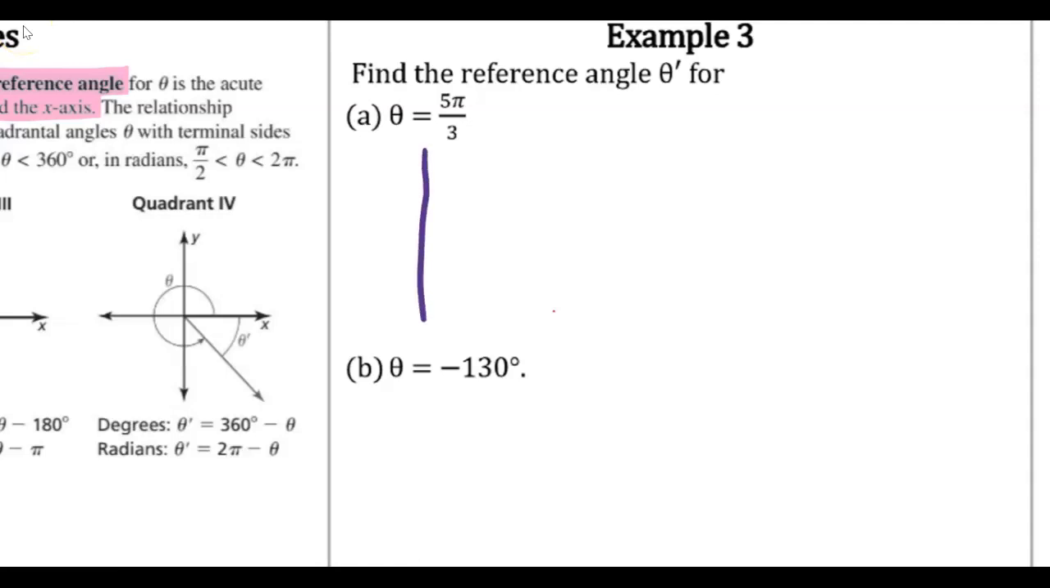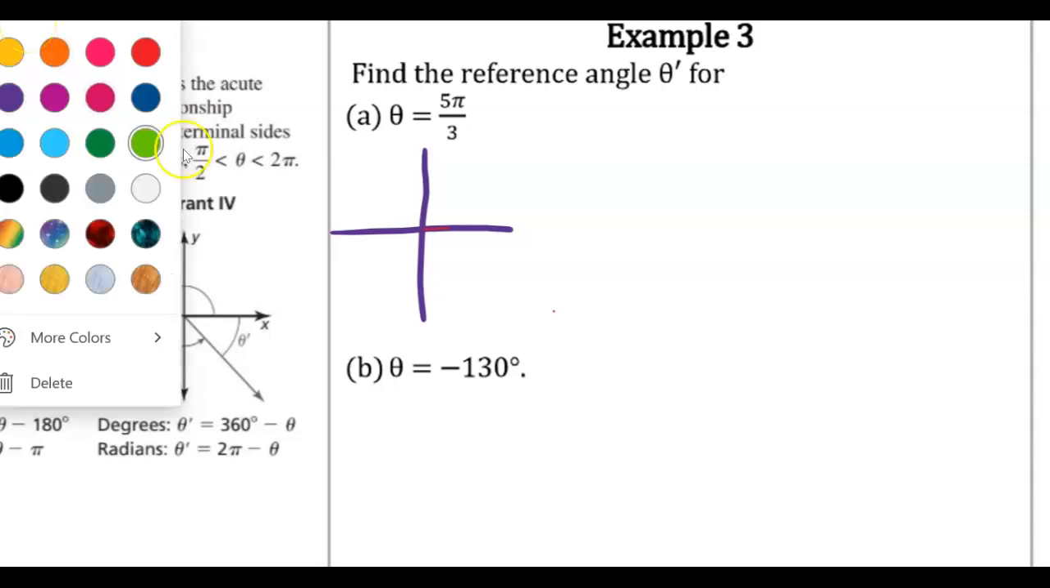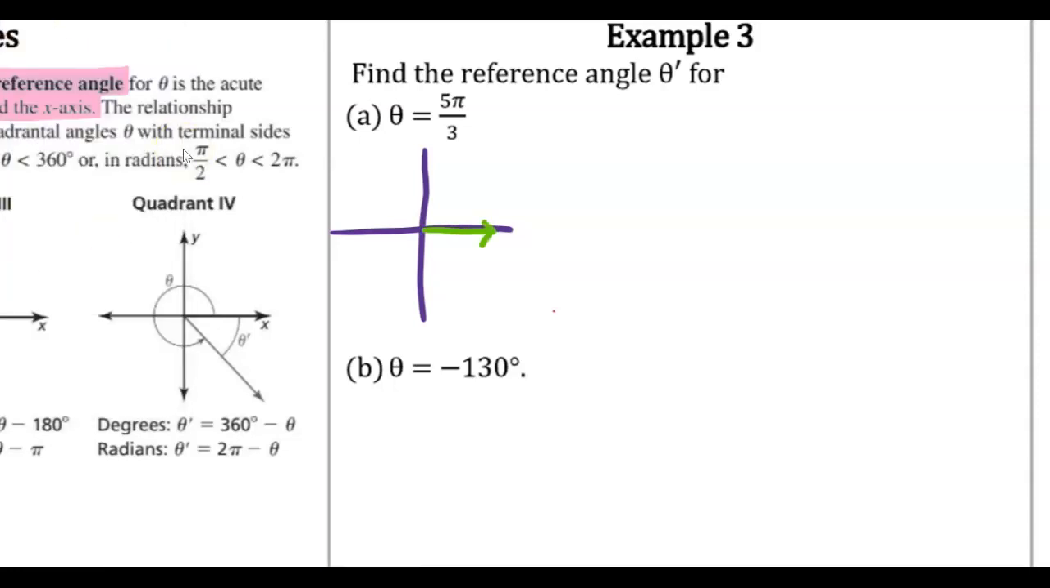And so you have your axes. Then your angle, 5 pi over 3, starts right here, and then it goes around this way in a positive direction, and it ends about here. This is your angle of 5 pi over 3. This is in standard position. Standard position means that its initial side is at 0 and it goes in a positive direction. Notice its terminal side, where it ends, is in quadrant 4.